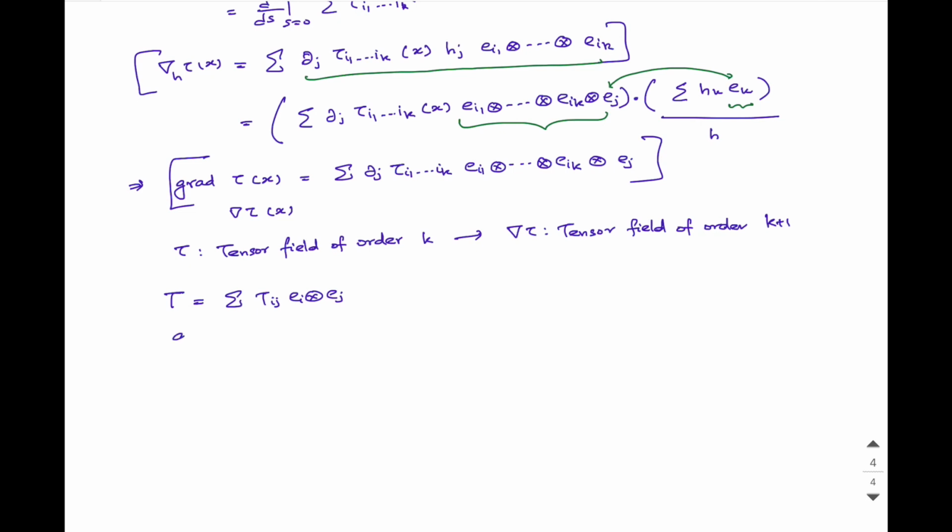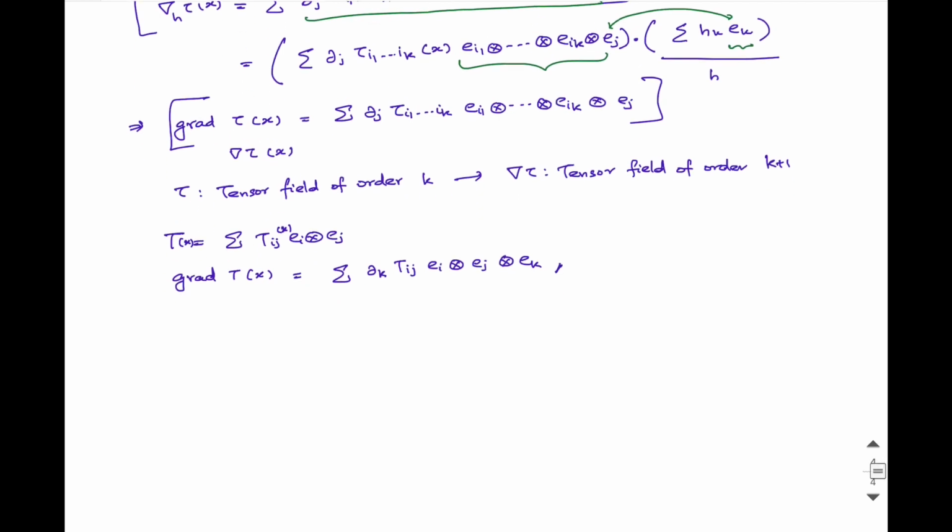So what we do now is compute the gradient of T at a point x, again these are functions of x. This immediately follows from the previous expression as the summation of the partial derivative with respect to k of Tij, Ei Ej Ek. Notice that this is a third order tensor. Okay, good. It's a very simple calculation. So this was just an example.